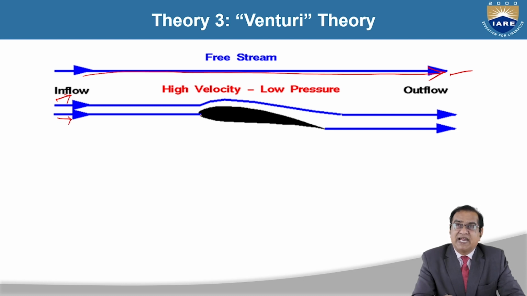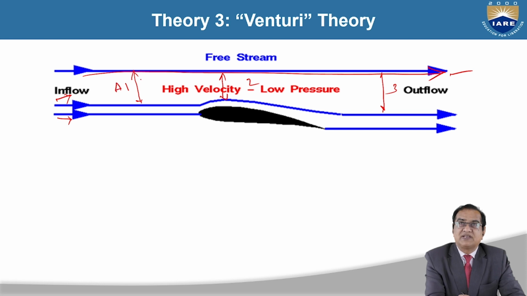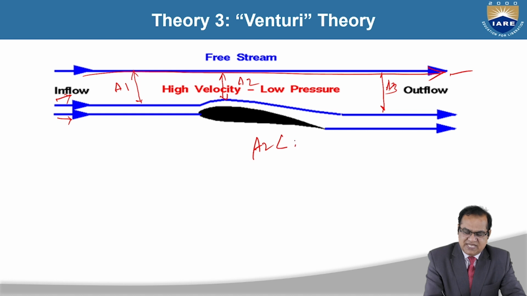And when it is touching the upper surface, if you see here the area of this and the area of this, I am writing 1, 2, and 3. So A1, A2, and A3. A2 is less than A1. A2 is also less than A3. So here the area is less.